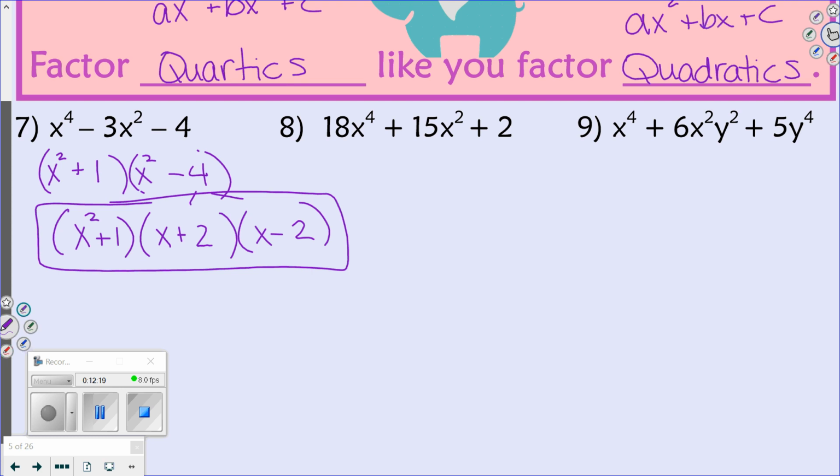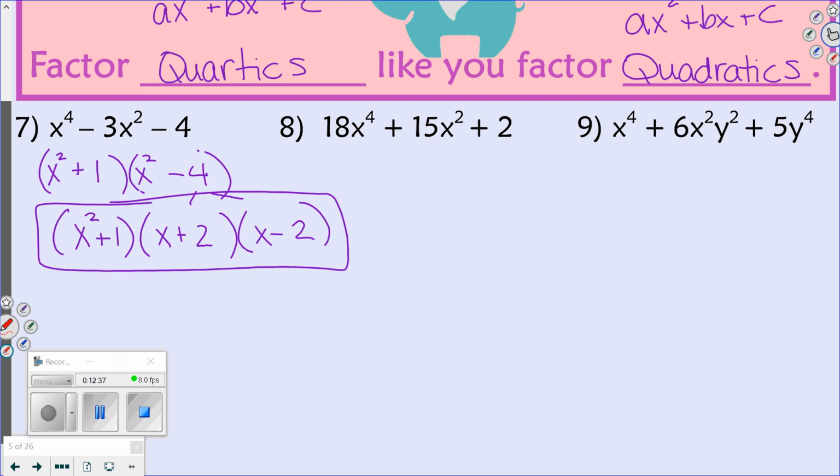Most missed problem on the test for this chapter is a problem like that, where you end up with an x squared minus 4 and nobody ever factors it further. Those are my favorites. Got to recognize those difference of squares. They'll show up a lot in the whole quartic thing because they're always x squared and x squared. So then they show up a lot more often.